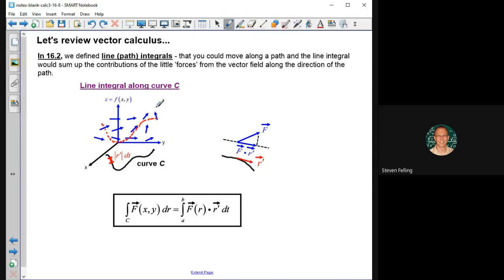In 16.2, we defined a line integral, which really should be called a path integral. That means that you can move along a path throughout the domain, and you get the contribution of the little forces of the vector field by taking the dot product of that with the r prime vector, the tangent vector, which is in the direction. So it's adding up the component of the field in the direction along the path. That was the main subject of 16.2.